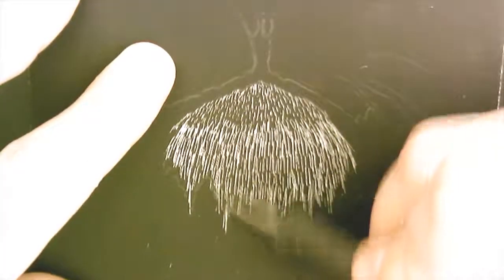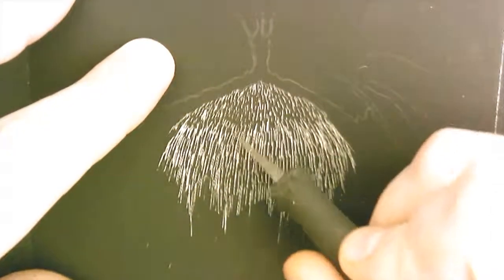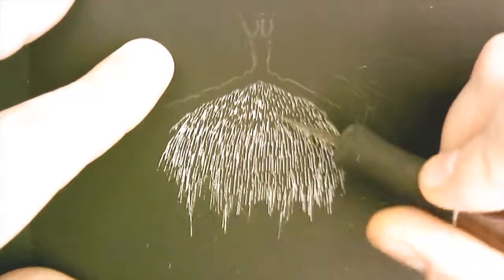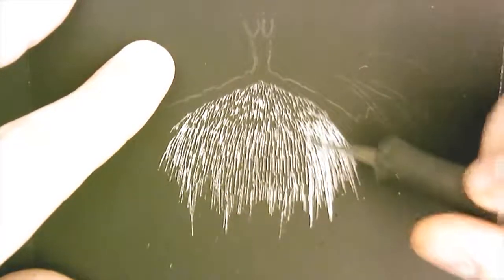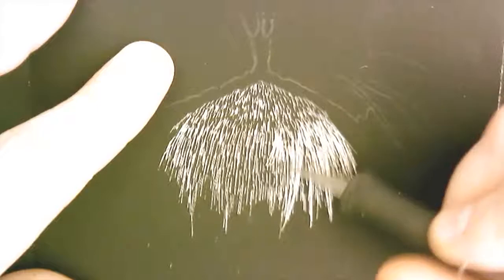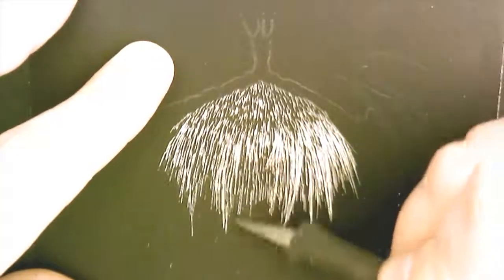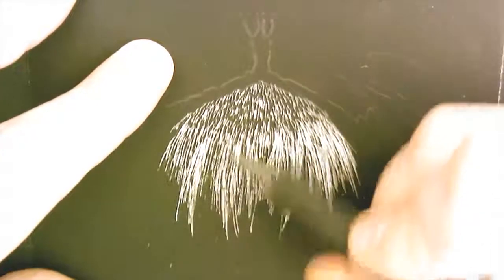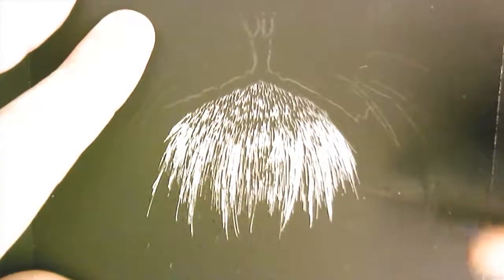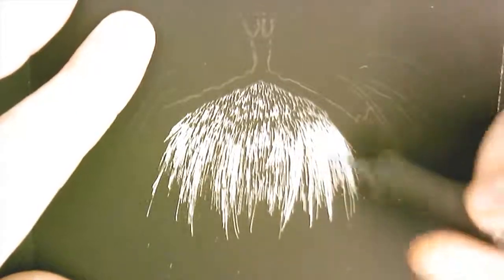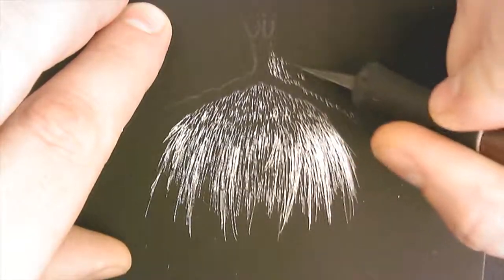Once I get this layer finished, now I can go back and start to add some highlights. So I'm making some longer strokes, longer scratches, pressing a little bit firmer to make the appearance that this fur is a lot longer. I'm just doing it in areas. This is how you want to make long fur. We layer it starting small and then adding longer strokes on top of that.